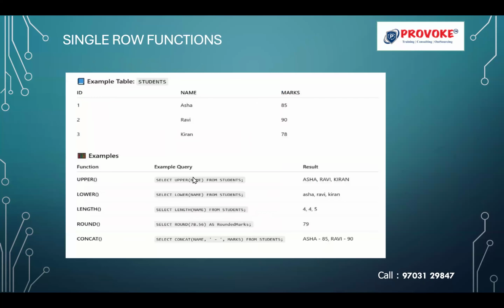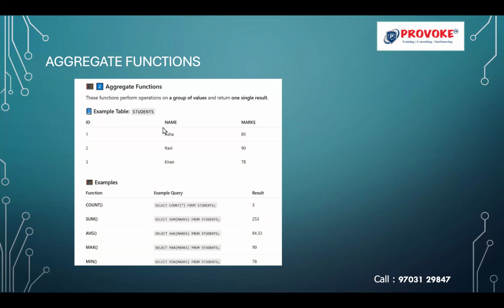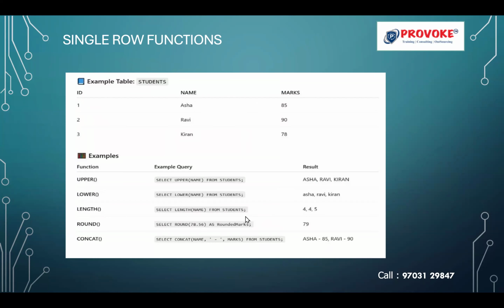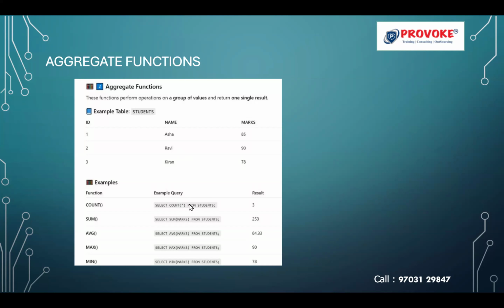Whereas here, it is taking each row and converting into uppercase, taking each row and converting into lowercase. But here it is taking multiple rows at a time and giving me the result. These are all numerical values. Here I am getting the result only for the requirement. So count of star from students gives 3 records. Sum of the marks is 85 plus 90 plus 78. Average is 85 plus 90 plus 78 divided by 3. Maximum mark is 90, minimum mark is 78.